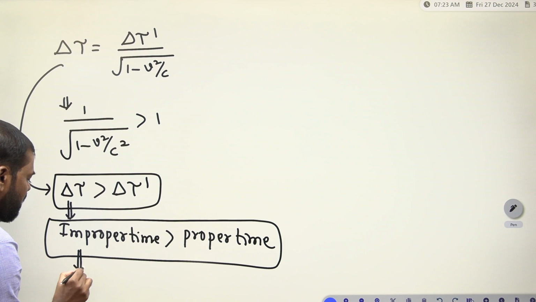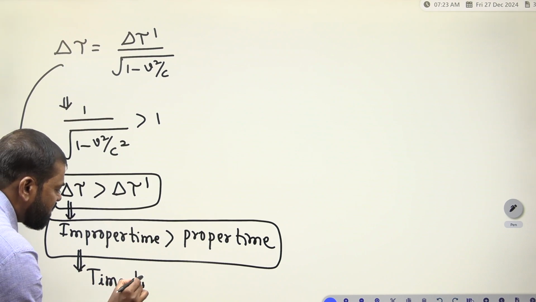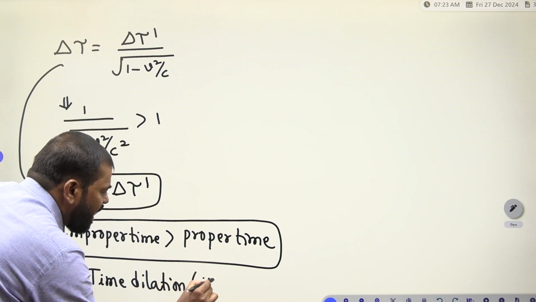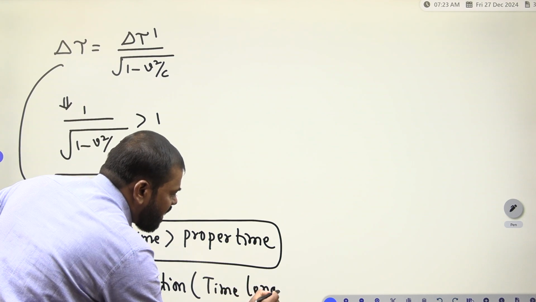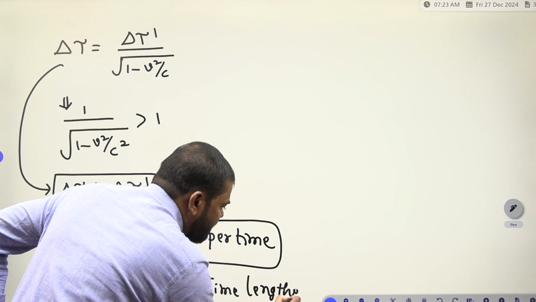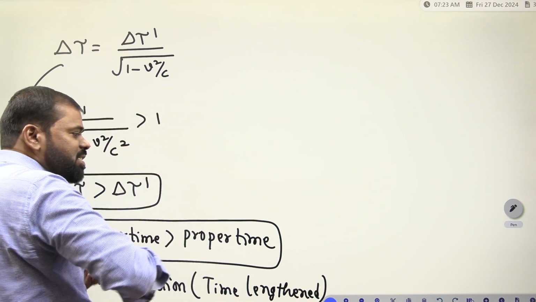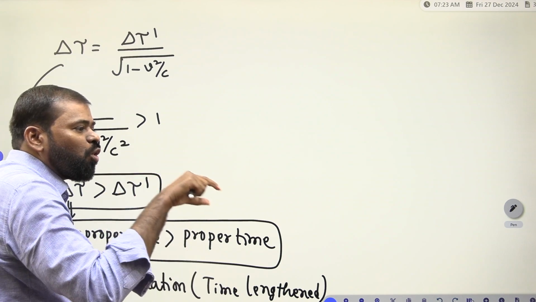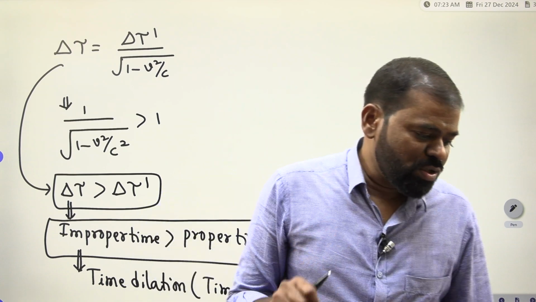That's why this phenomenon we call time dilation. Time dilation means time is lengthened. Time is lengthened means the processes slow down.